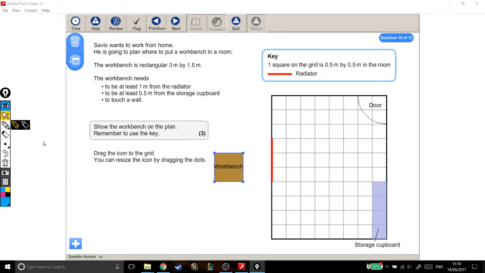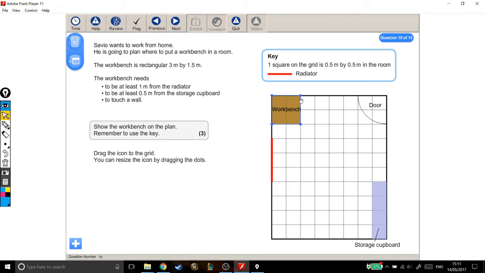I think with these questions, the first thing to do is always get your object in the space and get it to be the right size and shape so that you can start dealing with all the niggly little issues with where it needs to go. So let's just put it somewhere. The workbench is rectangular. It is 3 meters by 1.5 meters.